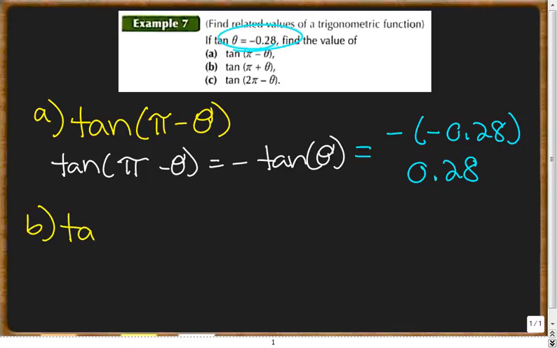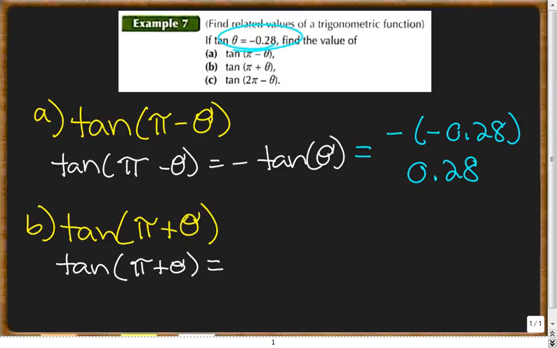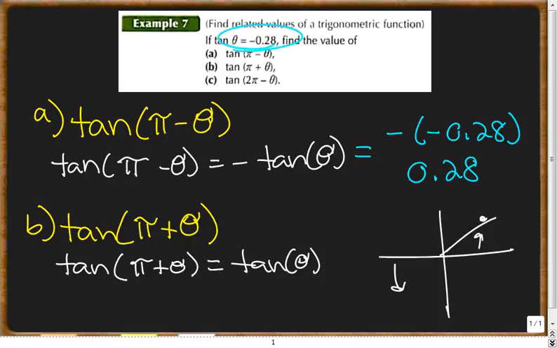B asks us the tangent of pi plus theta. Well, it's the tangent of pi plus theta, which is the same as the tangent of 180 degrees plus theta, the same value exactly. Because when we think about it, these are on the same line of the circle. They have the same slope. The sine and cosine will share a sign together, and so you'll end up with a positive tangent value. So this is just the same value, so this is just regular negative 0.28.